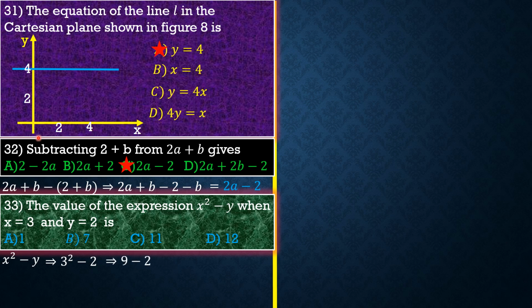Simplifying very well, guys, gives us an answer of 9 minus 2. Simplifying, guys, we have 7. So, guys, option B is the best option for this particular question.